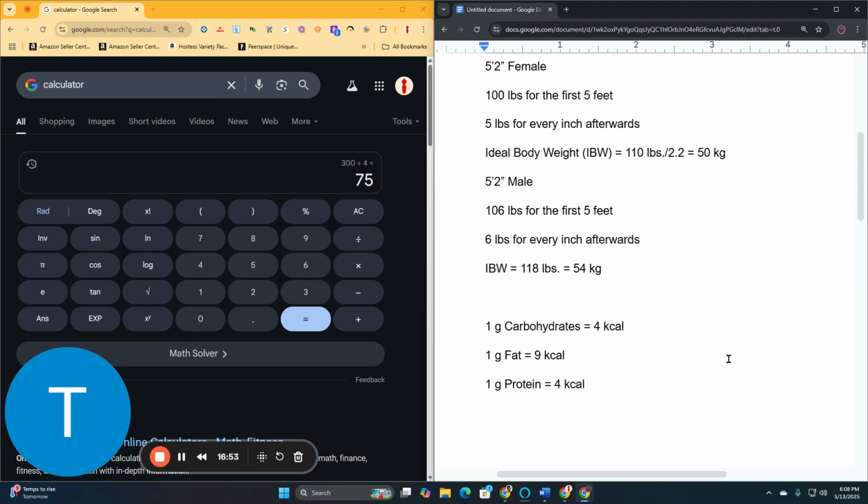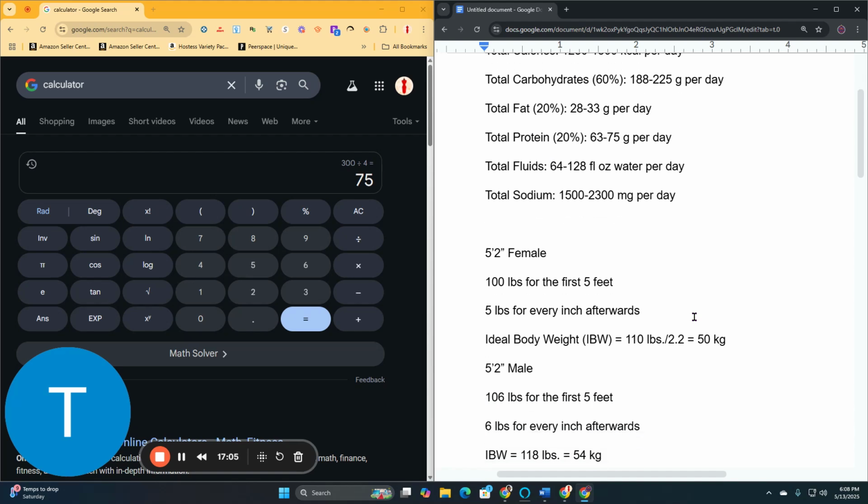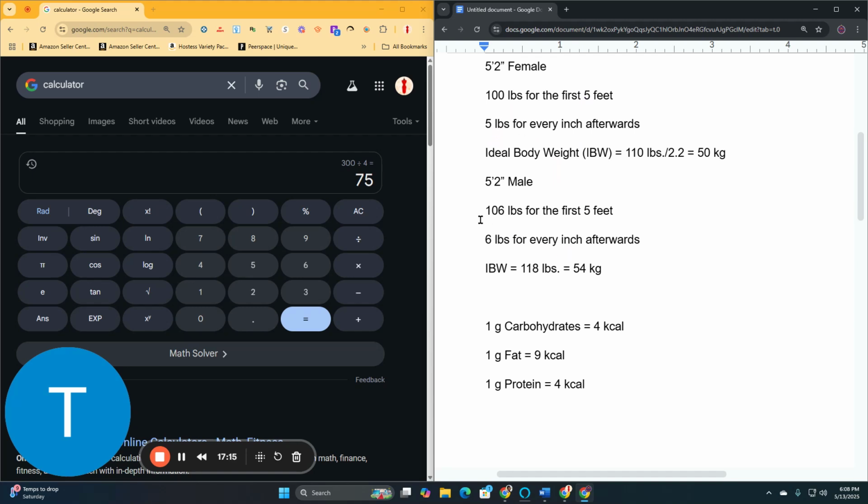Just to reiterate, estimating nutrition needs includes all these numbers here, and macronutrient distribution is the percentage of each of the macronutrients that makes up the calories. And then I told you how to calculate ideal body weight. It is 100 pounds for the first 5 feet for females, 5 pounds for every inch afterwards. And for males, it is 106 pounds for the first 5 feet, and then 6 pounds for every inch afterwards.